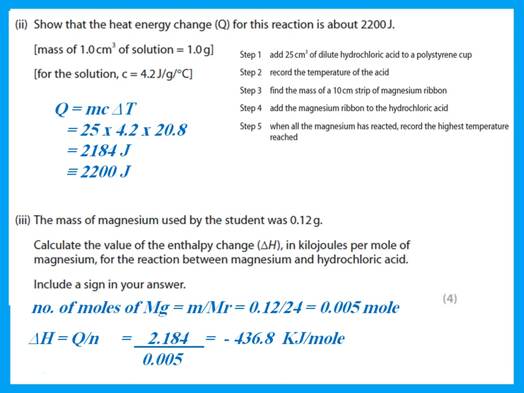Remember, he wants a sign. How do I decide on the sign? Remember, in the question, he says that the temperature increased. We recorded the highest temperature reached. So that means that the temperature increased. When the temperature increases, that means the reaction is exothermic and delta H is a negative number.